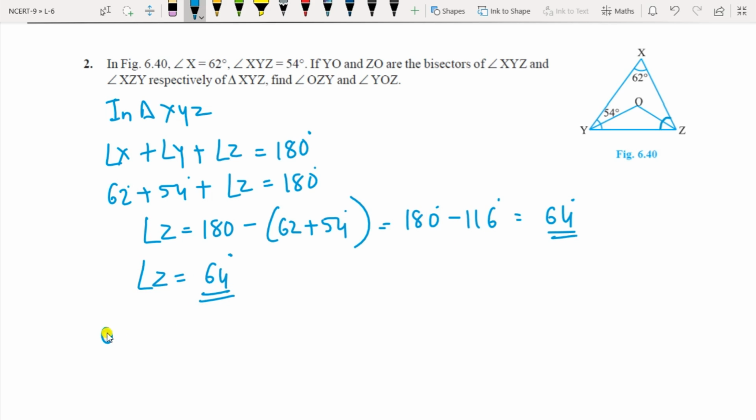Now OY and OZ are bisectors of angle Y and angle Z respectively.